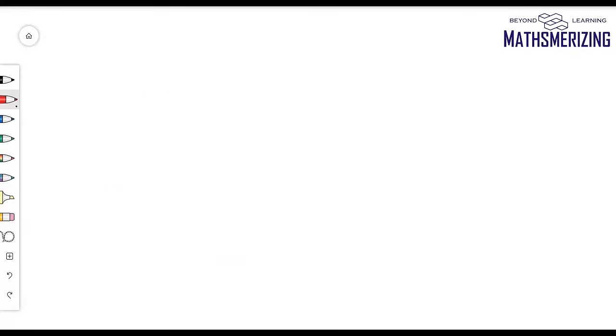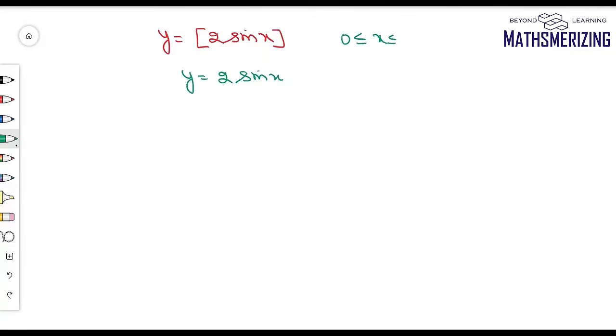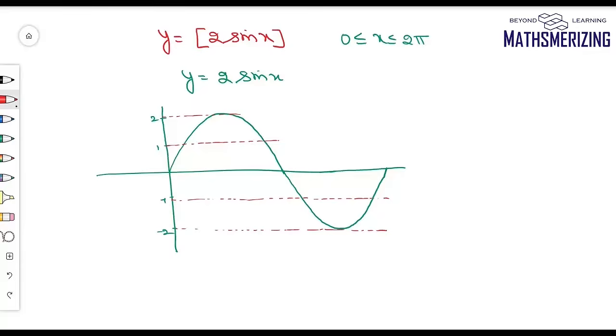I'll take up another question, and that question is y equals greatest integral function of 2 sin x. Here again my basic function is y equals 2 sin x, and I'll draw this graph between x equals 0 and x equals 2 pi. So I'll draw the graph of 2 sin x, and I'll draw horizontal lines at integral values of y. I'll mark their points of intersection. So this is 0, pi, and 2 pi. Now this is pi by 2, and this is 3 pi by 2.